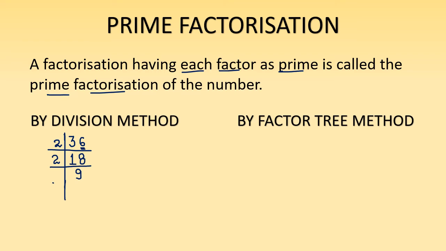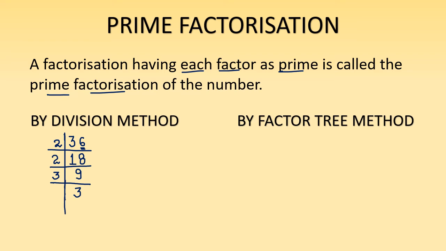Now we have to divide 9 by a prime number. 9 is not an even number, it is an odd number, so we cannot divide 9 by 2. Therefore we take the next prime number, that is 3, to divide 9. Write 3 here on the left hand side, and 3 threes are 9. Next 3 will be written below 9.